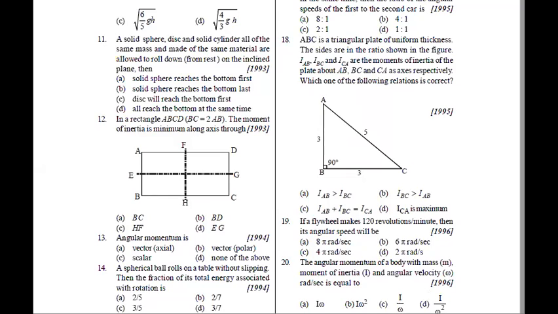ABC is a triangular plate of uniform thickness. The sides are in the ratio given, 3, 3, 5, it should be 3, 4, 5 now. Which of the following relations is correct? Tell me. Meaning, along which axis will I be the highest? Tell me what is the answer? 18th one.